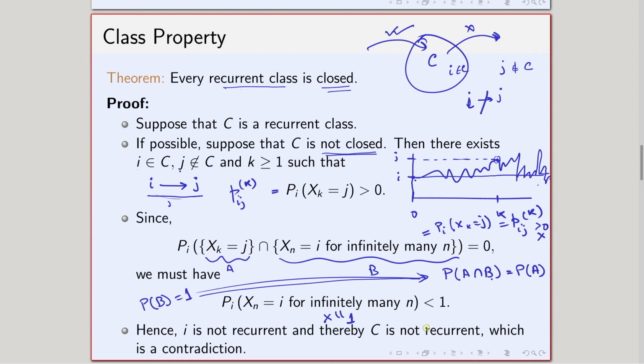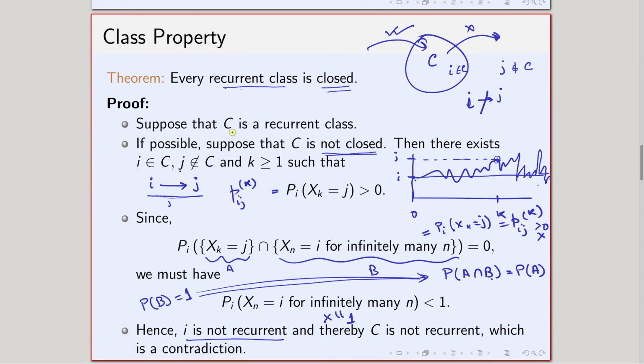So now we are done, because we know that i is recurrent if and only if this probability is 1. So this probability is strictly less than 1, that means that i is not recurrent. I is recurrent if and only if this probability is exactly equal to 1, so it shows that i is not recurrent. I is not recurrent means that i is transient, because a class has to be either recurrent or transient. So that means the class C is transient, because i belongs to C.